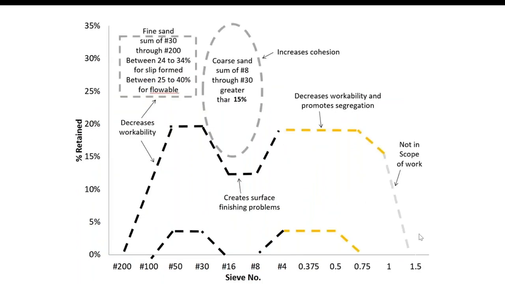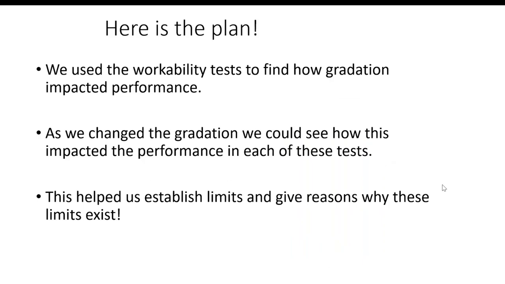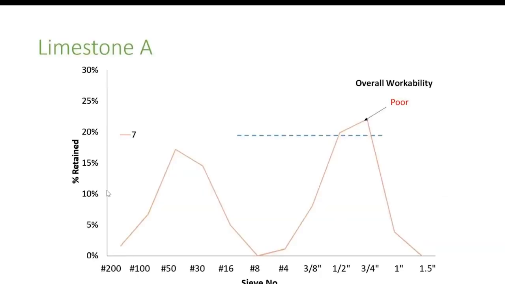So let's talk first about the coarse side over here. This is the larger stone. And why do these boundaries exist? So here's the plan. We're going to use these workability tests to find how the gradation impacted performance. We have strength and durability data too. That stuff's not that hard. We're going to talk about workability because that's the hard stuff. As we change these gradations, we're going to see how it impacted the performance. And this is going to help us establish limits because we don't want to give people mixtures that don't work very well. So here we go. Here is percent retained. Here is the sieve number.